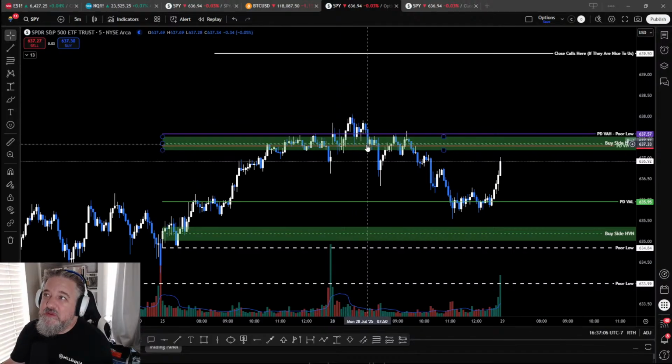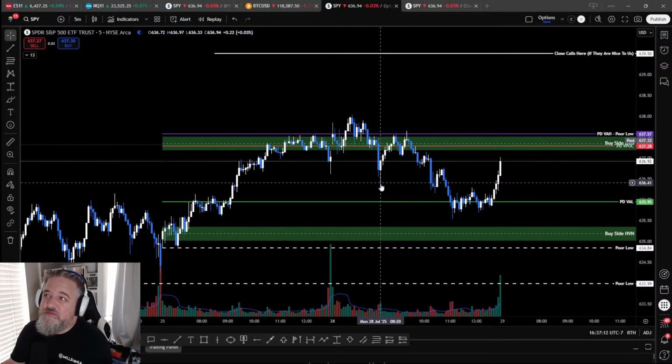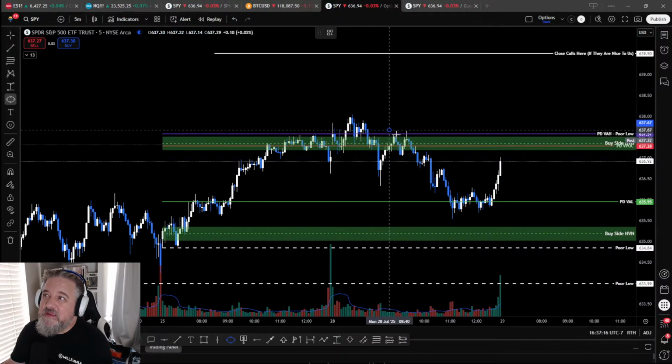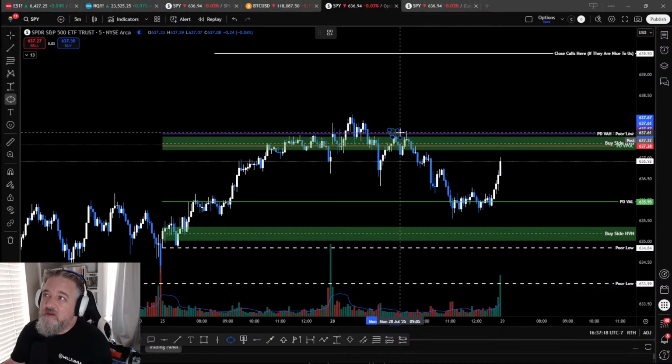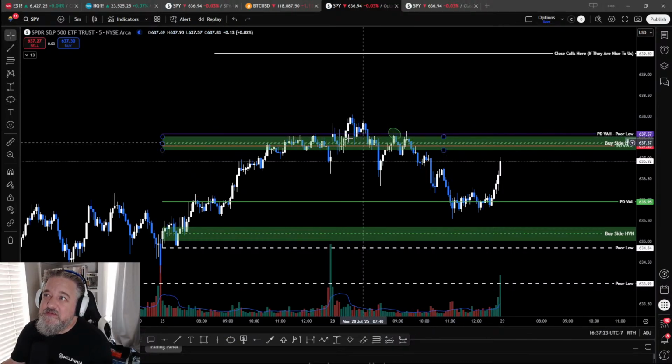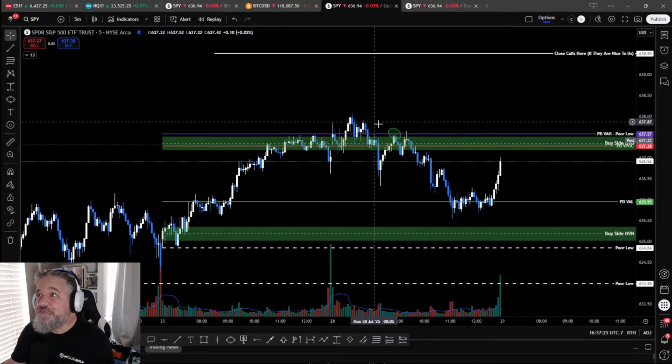Whereas here we broke it and we have full body candles closing below. We never wick back above our level. We get a pretty nice move to the downside, come back up, and retest it. This here is a nice clean entry for short or for puts. So hopefully you guys can see the distinction between the two.